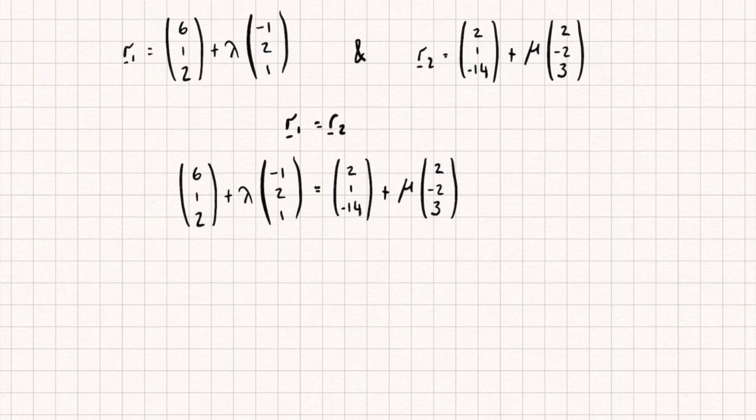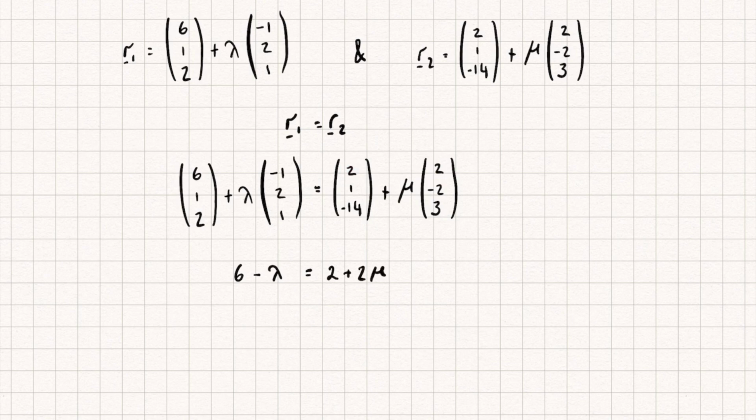So the x coordinate of our line R1 is given by 6 plus lambda multiplied by -1. So let's write that out. The x coordinate is going to be 6 minus lambda. And we want that to be equal to the x coordinate of our line R2, so 2 plus mu multiplied by 2, so 2 plus 2 mu.